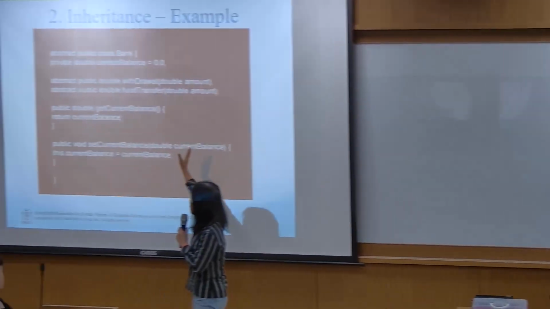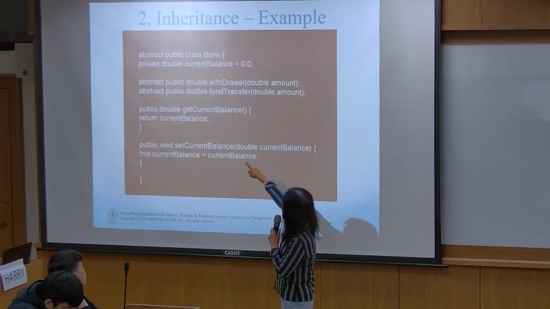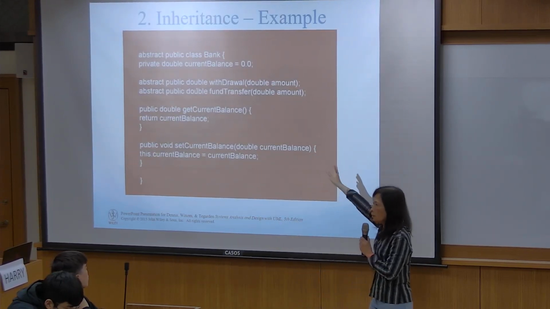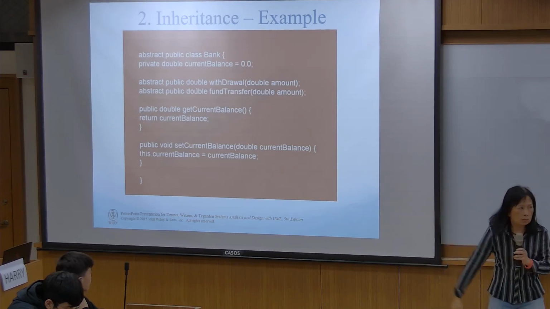So we have an abstract parent, and here get current balance, right? If get current balance is also abstract, or withdraw, the same withdraw here, also abstract, so it's okay. But we need it to become concrete. If it's abstract, the problem is unsolved.